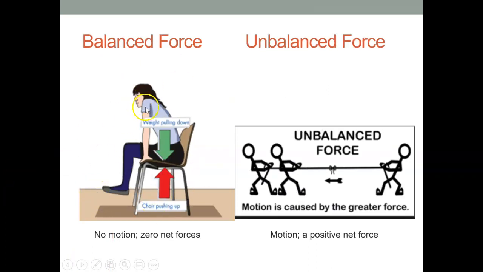Example, going back to the chair, the balanced force. Your weight's being pulled down, the chair is being pushed up, both equal 0 newtons in the end. There's no motion because there is 0 net force created. But an unbalanced force, going back to our game of tug of war, motion is caused by the greater force pulled, so you have 2 people pulling to the left, 1 person pulling to the right. Obviously, they are unbalanced because the 2 to the left have a stronger force. Therefore, you have a positive net force being created. This is unbalanced. This is balanced.